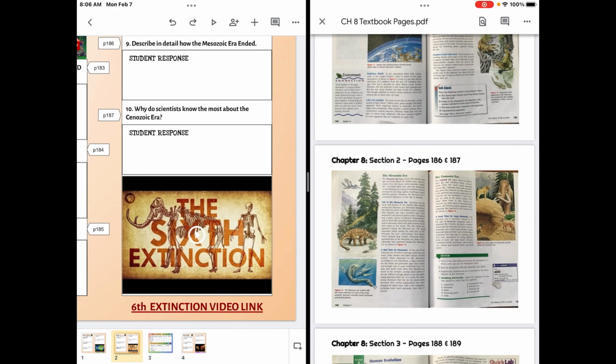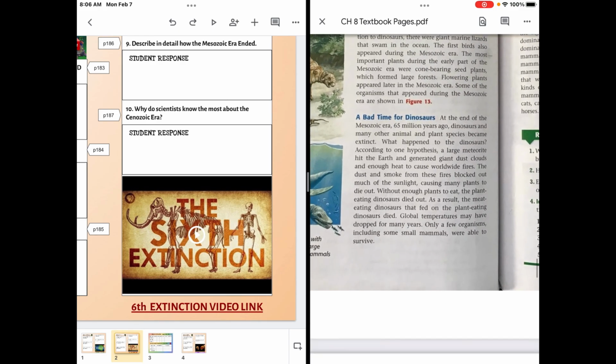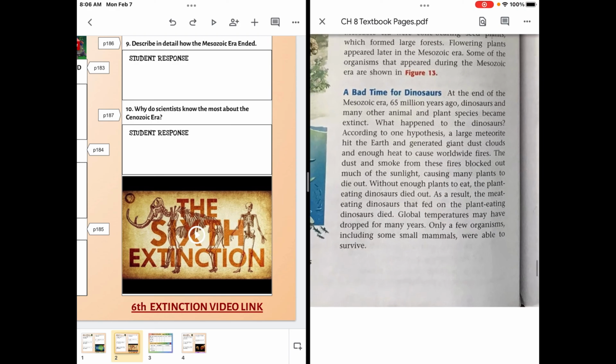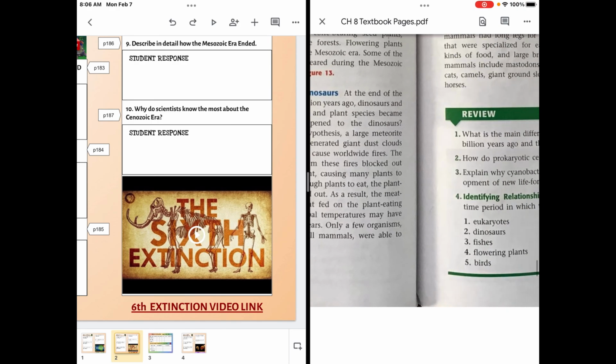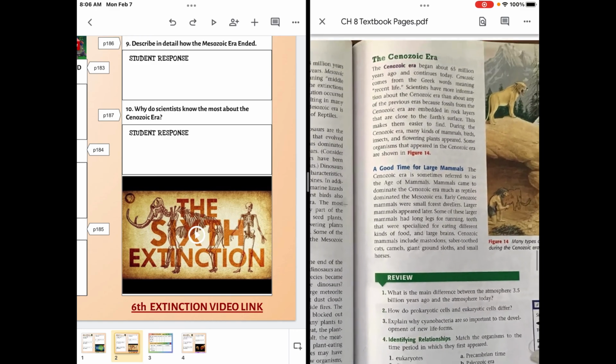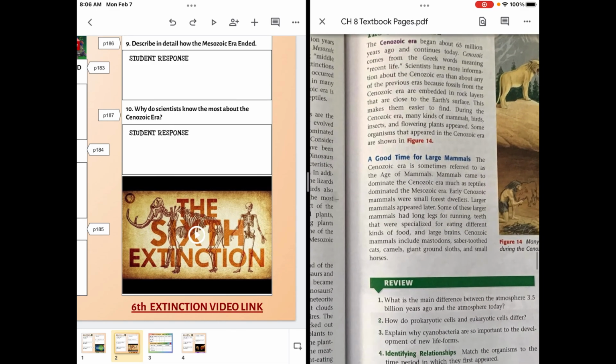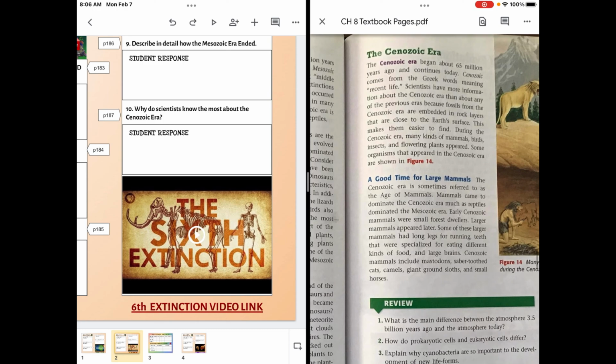In the Mesozoic era, we get dinosaurs and a lot of fun different kinds of plants, but the ending is what we know about. So "A Bad Time for Dinosaurs" talks about the ending, which is what you need for number 9. And then the Cenozoic era, why do we know the most about it? Well, there's a couple of reasons, and you can read here in the Cenozoic paragraph.